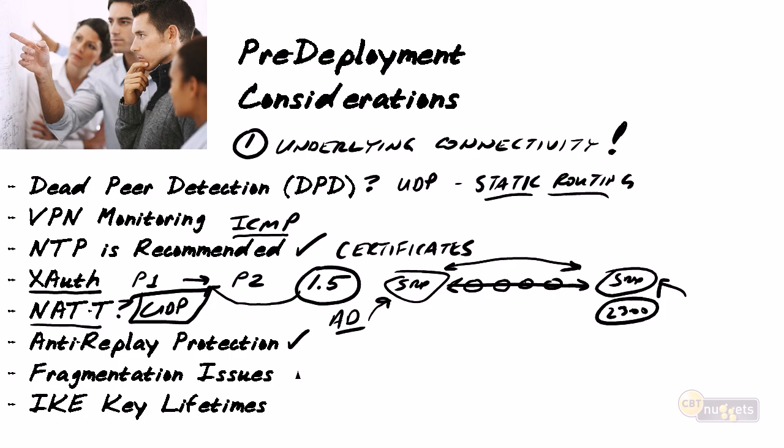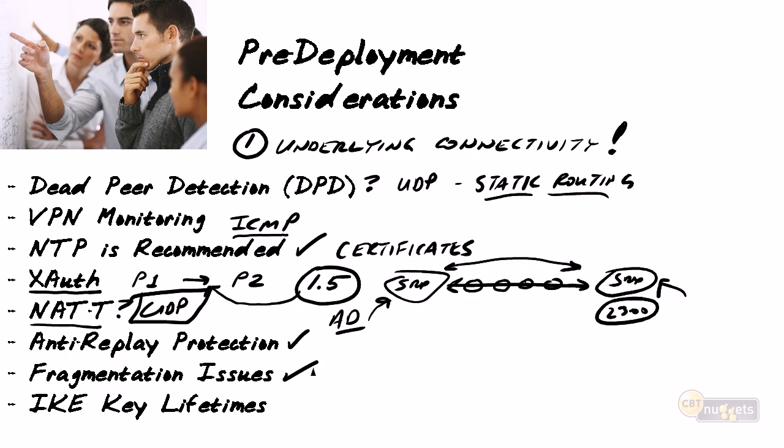There's also issues of fragmentation. When you're doing encapsulation, you're going to be adding, for example, additional information into the header. So the IP header, which can take up to 20 bytes, can actually cause fragmentation issues. So you have to think about that as well.